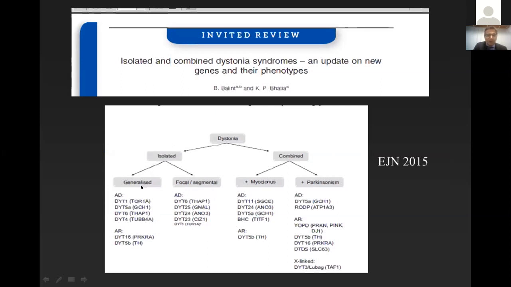So for example, here in the generalized form, DYT1 with isolated dystonia would be an important cause, but there are others as well. And then you can have your combined dystonias where you think about additional signs. So for example, for myoclonus dystonia, there may be certain genes. For dystonia parkinsonism, there will be certain genes, and we can accordingly define the syndrome and then think about the etiological causes, particularly the genetic causes underlying that particular syndrome.